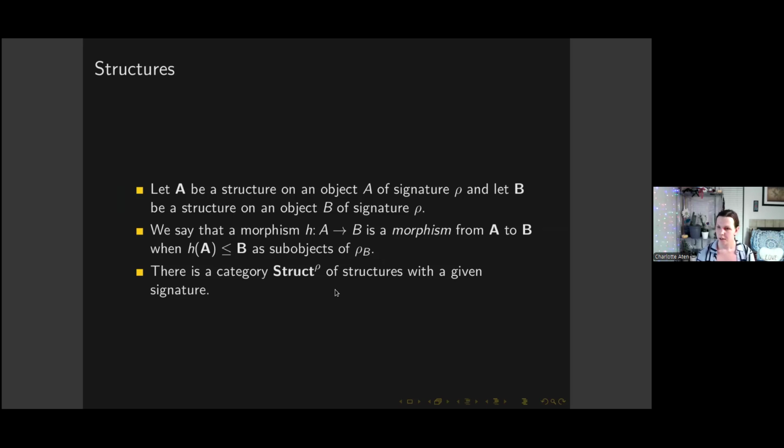And so there is actually a category of structures with that signature that has this as its definition of morphism. The proof isn't extremely long, but it's also not entirely trivial. You do have to do a little bit of work to prove that morphisms can be composed with each other to yield other morphisms, and that it's associative and so forth. It's not entirely trivial.